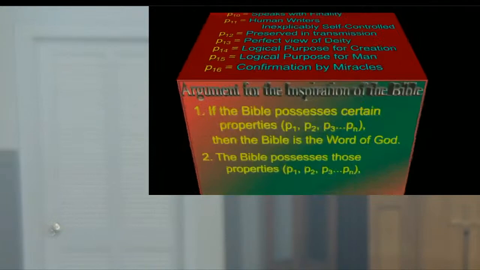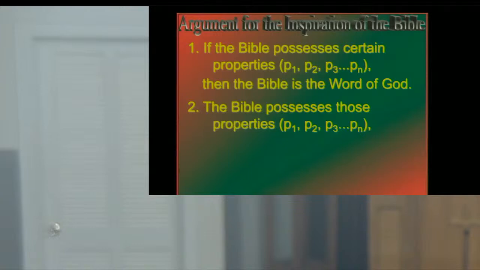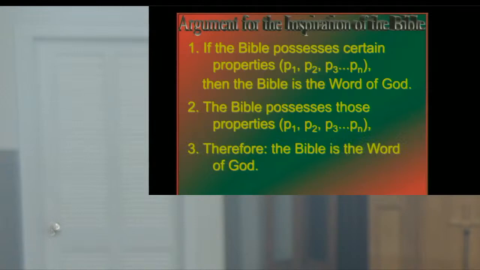All right, well, no doubt there are many other properties the Bible possesses. But follow the argumentation. If the Bible possesses certain properties, piece of one, piece of two, piece of three, to whatever, then the Bible is the Word of God. Well, the Bible possesses those properties. Conclusion, therefore the Bible is the Word of God. See how you can organize your thinking?